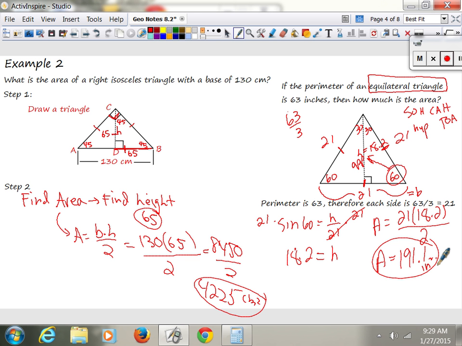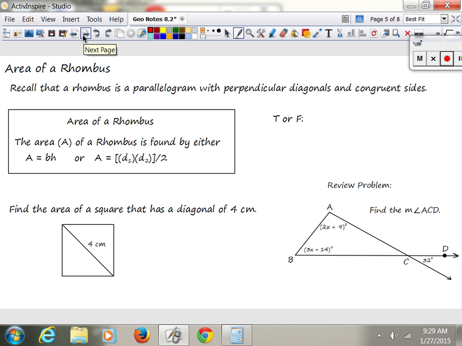Let's look at the area of a rhombus on the next one. Area of a rhombus. We good on this one? Yeah. All right, okay. Let's go to the rhombus. Area of a rhombus. Since a rhombus is a parallelogram, you can use B times H. It works. If you've got the base and the height, then just multiply them together, you got the area.